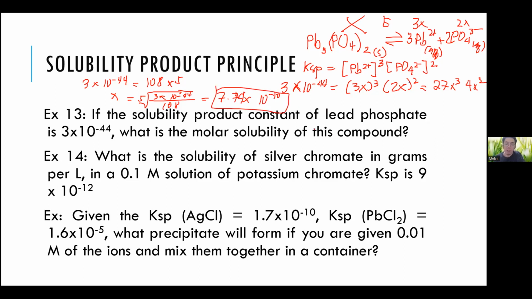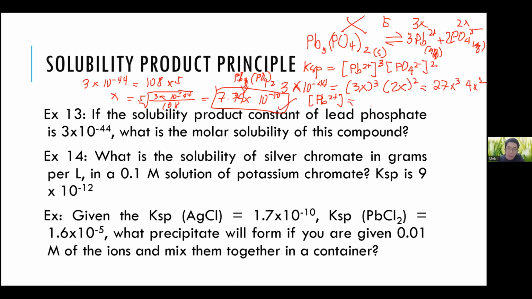This is your solubility. So, what is your x? That is your value. Actually, that's only x. The Pb2+ at equilibrium is that times 3. This x is the amount of Pb3(PO4)2 that dissolves. That is the solubility.